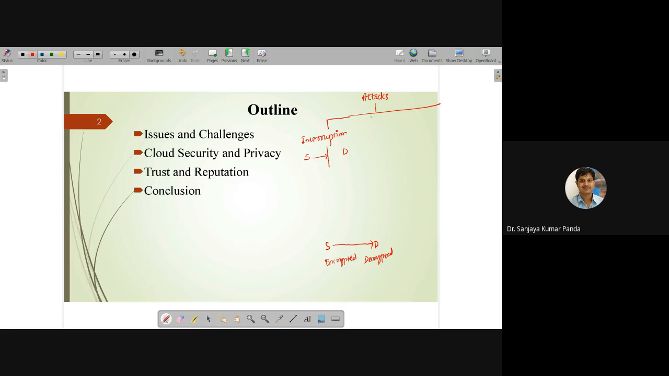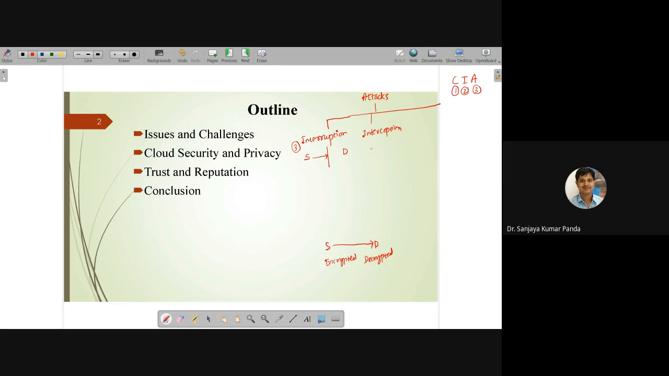There is another kind of attack called interception. So what happened here? It is an attack on confidentiality. I told you CIA, right? CIA is confidentiality, integrity, and availability. So if I number them 1, 2, 3, when an interruption happens, the type of attack is number three, that is, an attack on availability.